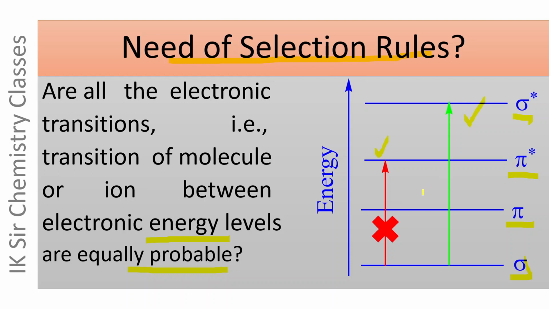Here we see that all the electronic transitions are not equally probable. Some electronic transitions are allowed, while some other electronic transitions are forbidden. That is, the electronic transitions are formalized into forbidden and allowed categories.